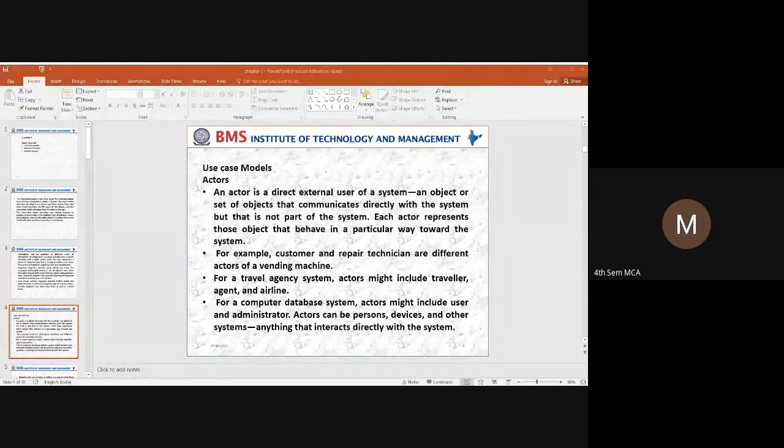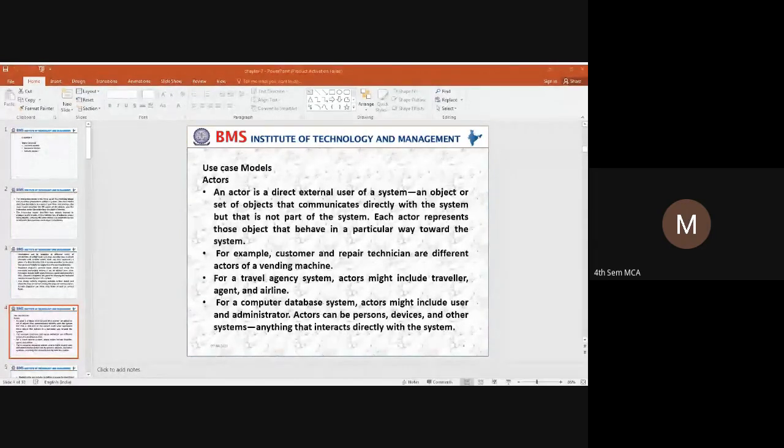Use case models are models which represent an interaction model where we have an external user who is going to interact with the system. So what are these systems? These systems are nothing but use cases.